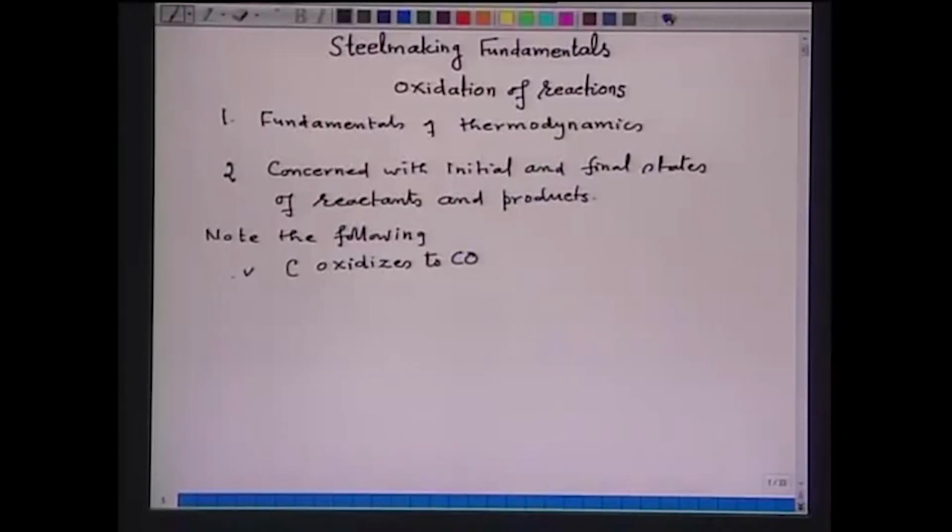Number 2, sulfur removal occurs under reducing slag, meaning thereby that in an oxidizing atmosphere, removal of sulfur though it occurs, occurs to a very minimum extent. The ideal location for removal of sulfur is the blast furnace, because in the blast furnace there are highly reducing conditions. So, most of the sulfur is eliminated in the hot metal formation stage.